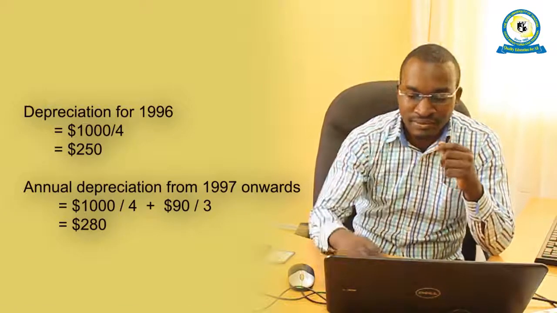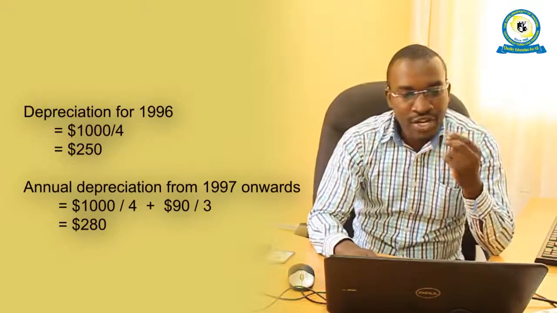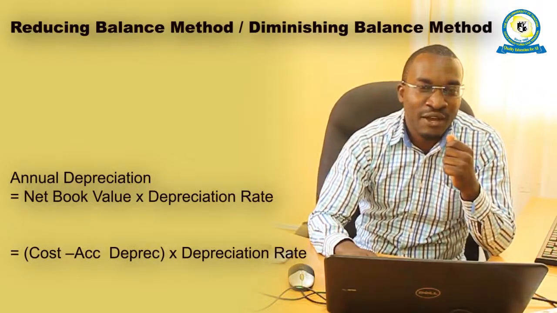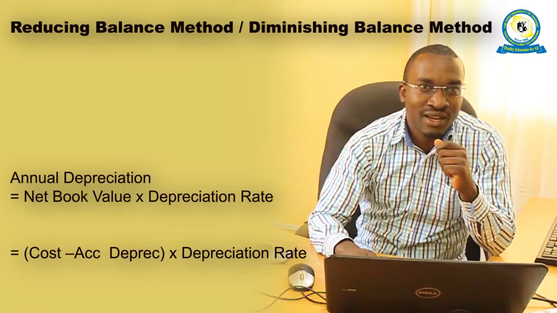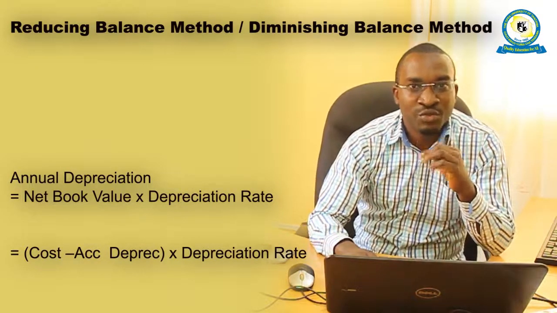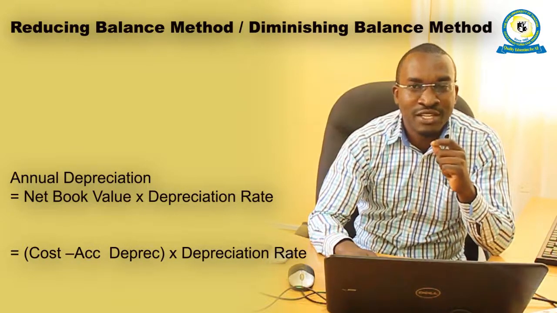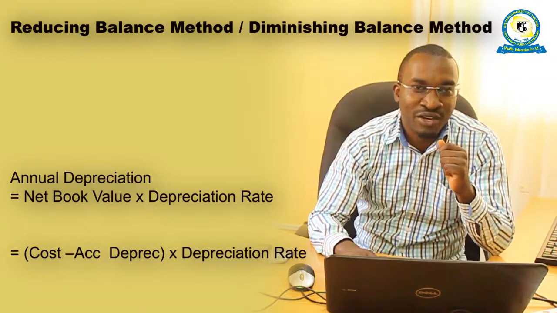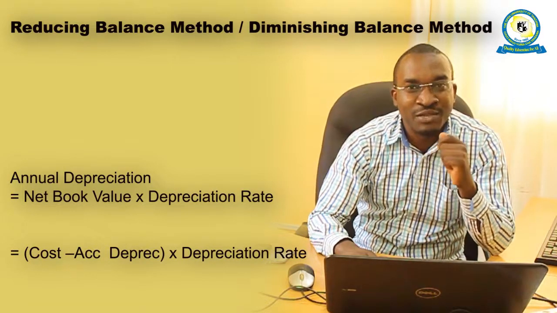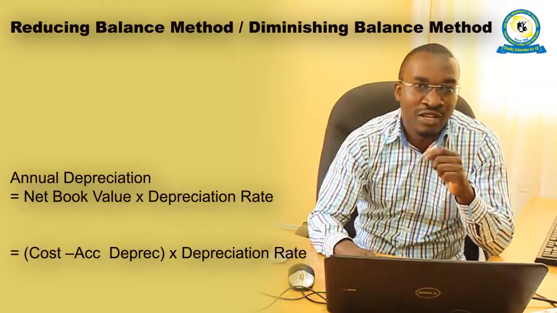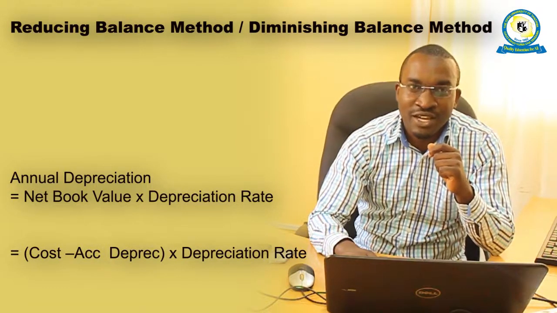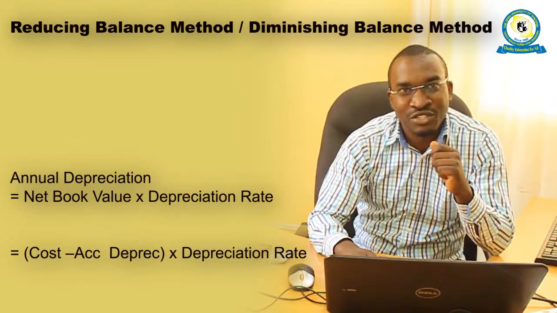So, a recap of the other method, which is the reducing balance method, also known as the diminishing balance method. The simple formula for finding the annual charge or annual depreciation: you're supposed to take the net book value times the depreciation rate. Now, what is the net book value here? The net book value can be found by taking the cost of an asset minus the accumulated depreciation. So in other words, if you want to find the annual depreciation charge, you take the cost of an asset, minus the accumulated depreciation, then you times the depreciation rate.